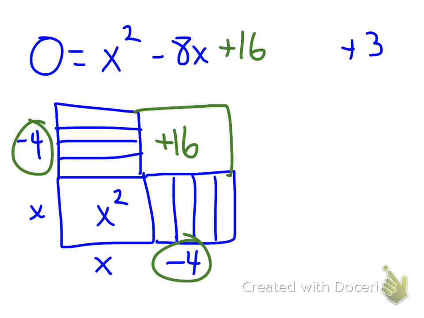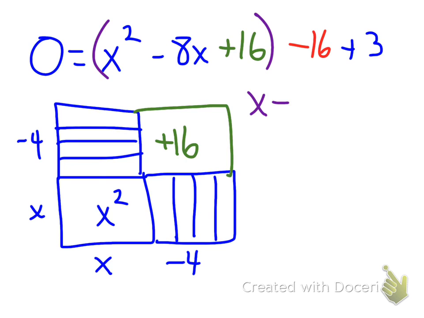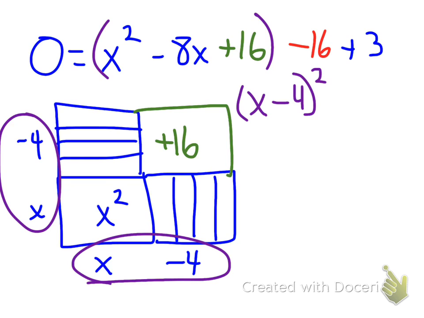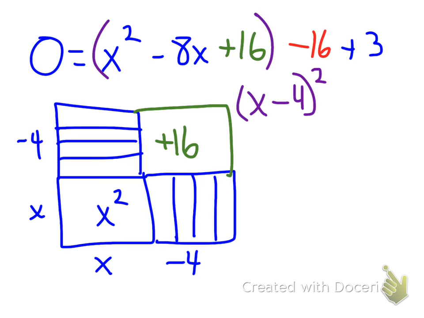Again, negative 4 times negative 4, if we think of our generic rectangle, gives us positive 16. If I added 16, I need to subtract 16 to balance it out. My square is now an x minus 4 square. And you can see that here, x minus 4, x minus 4. On the outside of that square, I combine that to be minus 13. There's my equation. 0 equals that. My vertex is at a positive 4 and a negative 13.